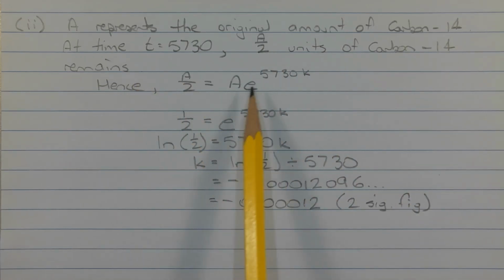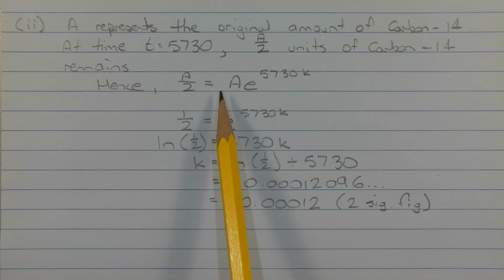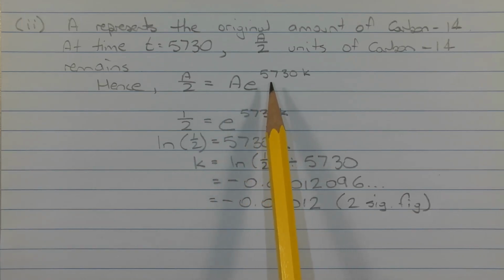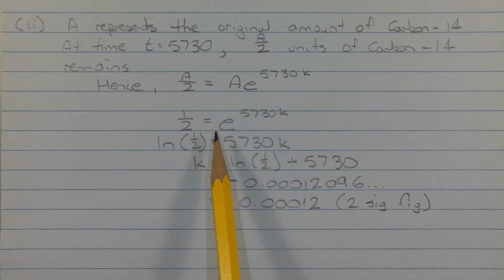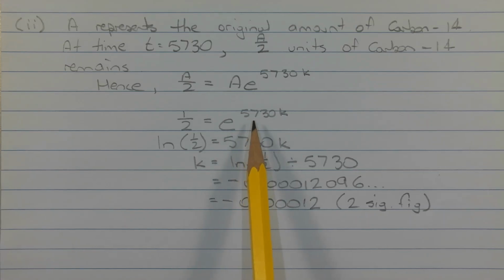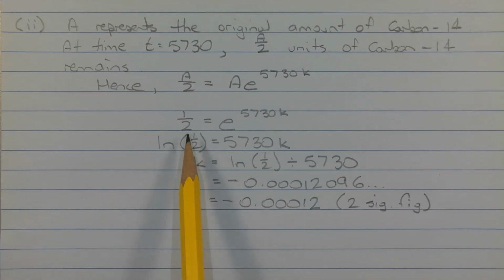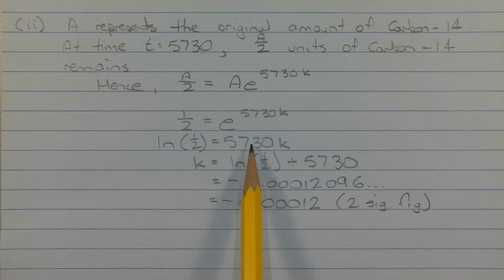Hence, we can form the equation A over 2 is equal to Ae^(5730k). Now we can divide both sides by A, assuming A is not equal to 0 of course, and we get 1 over 2 is equal to e^(5730k). Taking the natural logarithm of both sides, we get ln of 1 over 2 is equal to 5730k. Now to make k the subject, we divide both sides of this equation by 5730.